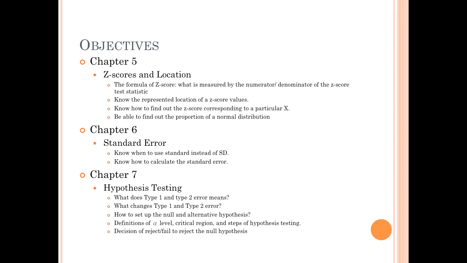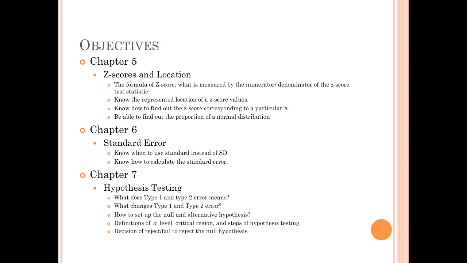These are the objectives for the second exam. Chapter 5 is concerned with z-scores and location. You should know the formula for a z-score and what is measured by the numerator and the denominator. And know the represented location of z-score values on a normal distribution. Know how to find the z-score corresponding to a particular x score or value, as well as the opposite.